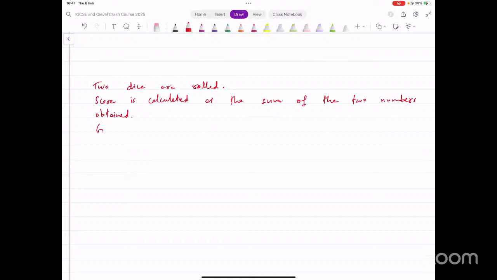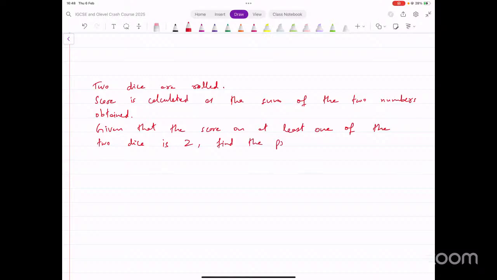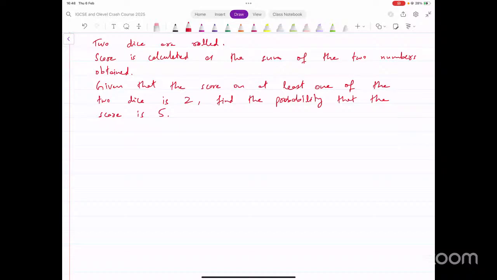Now they're asking, given that the score on at least one of the two dice is 2, find the probability that the score is 5. Let me read it out for you. Two dice are rolled. The score is calculated as the sum of the two numbers obtained. Given that the number on at least one of the two dice is 2, find the probability that the score is 5.